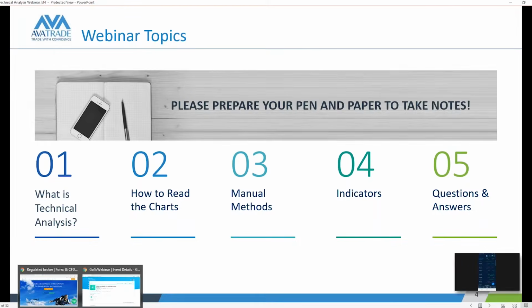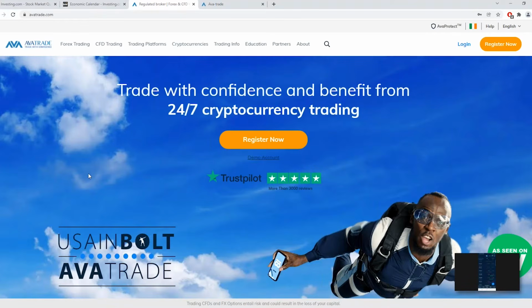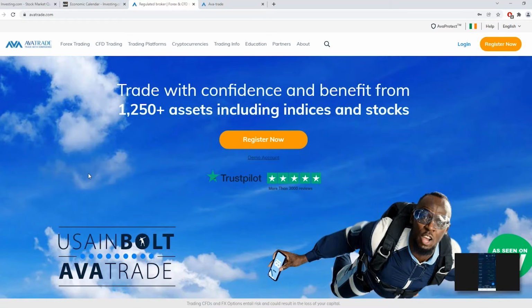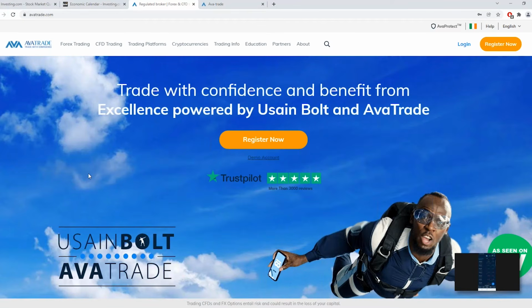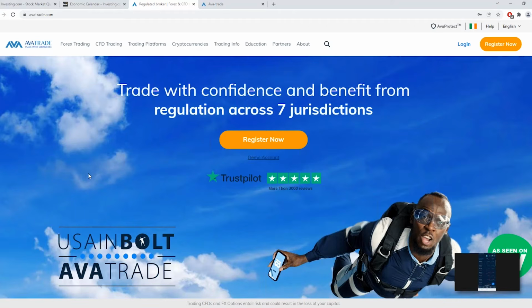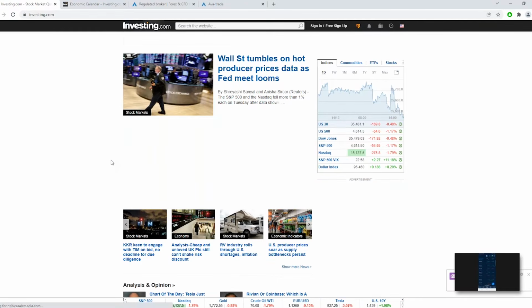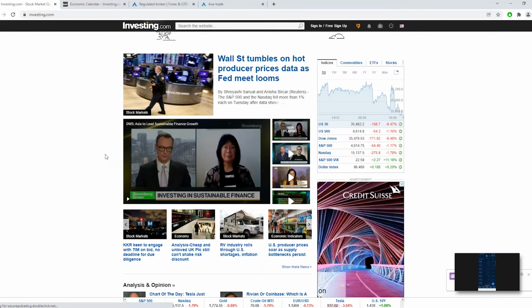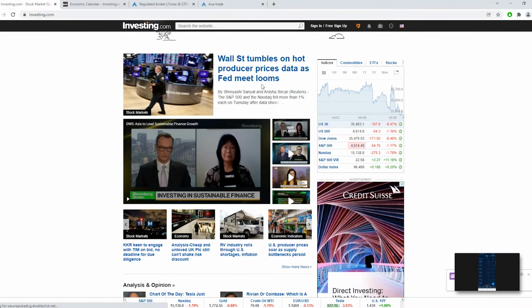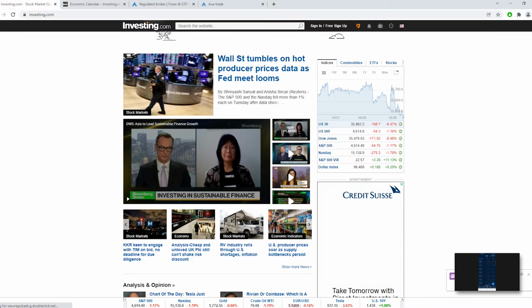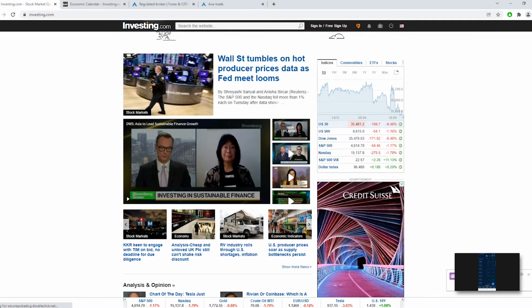Okay, so real quick, let's take a look at some of the headlines that are out there. Then we'll get into looking at our mobile app and our web trader platform to carry out our technical analysis strategies on the live movements, taking into account what's happening today fundamentally as well. What is happening fundamentally? Wall Street tumbles on hot producer prices as Fed meeting looms. Okay, what does all that mean?